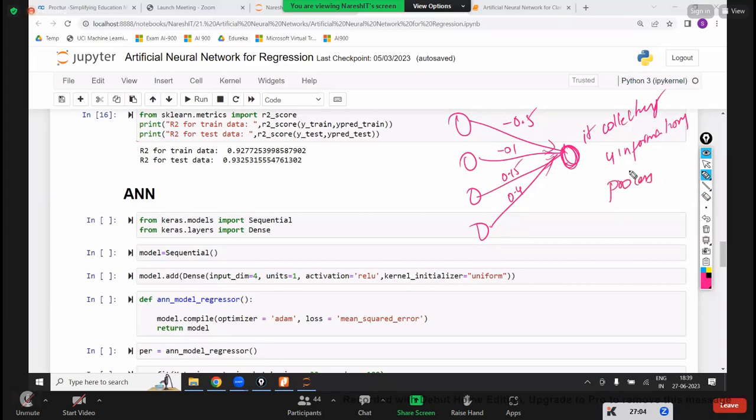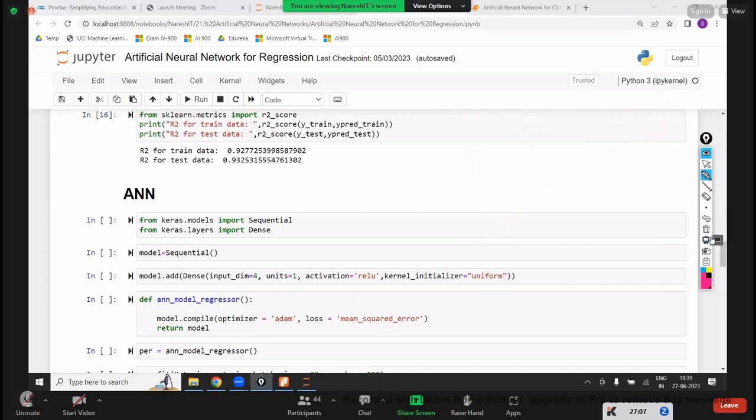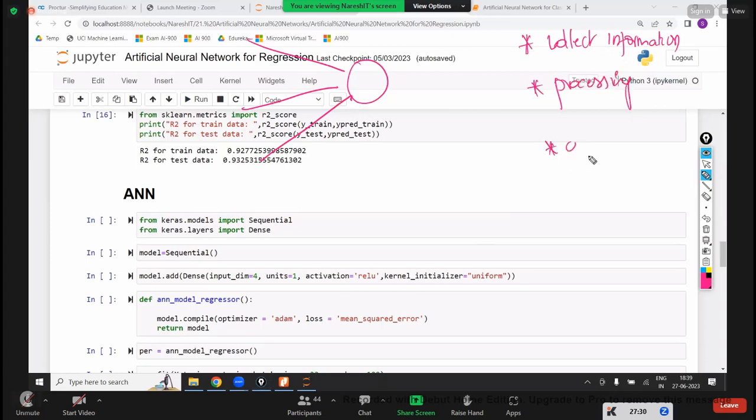Now here in every neuron, whatever the neuron is, first it is going to collect the information, and after collecting the information, it is going to do the processing. And after the processing, it is going to give the output. Each and every neuron will do the same. Which neuron? Hidden layer neurons and the output neuron, not the input neuron. The input neuron will pass the information only. It will not do anything. It will just pass the information.